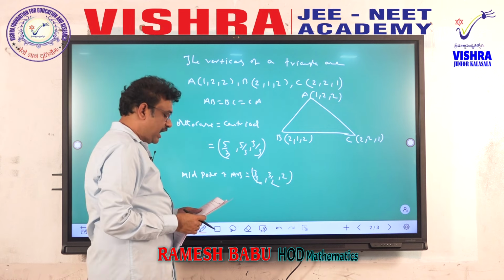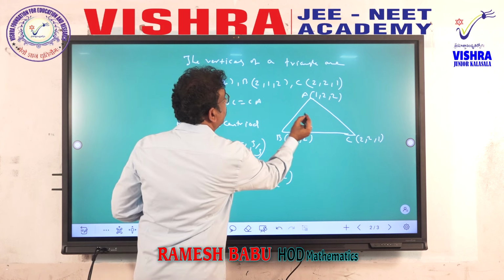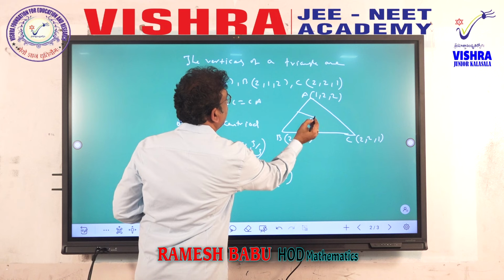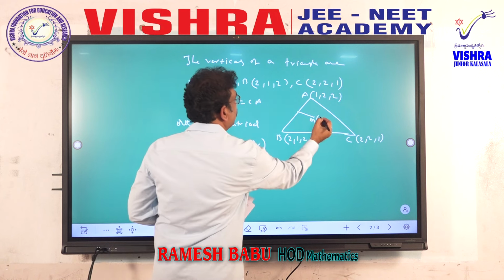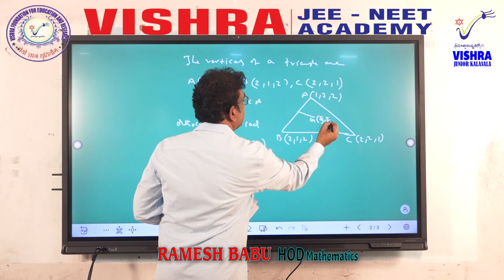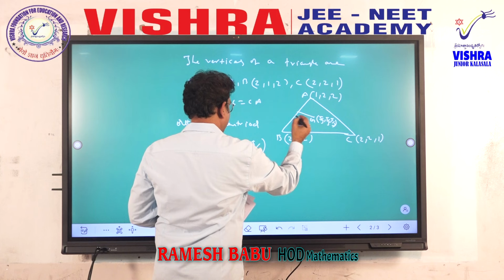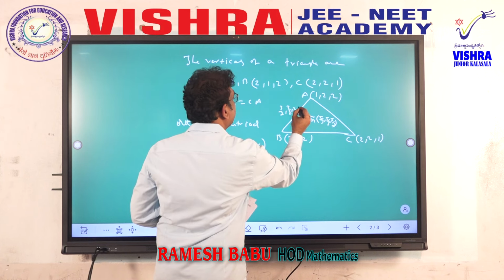Now, we have to find here, this is the centroid, which is the same as the orthocenter, and this is the midpoint. Now, what is the midpoint here? The centroid is equal to 5 by 3, 5 by 3, 5 by 3. So the midpoint of AB is equal to 3 by 2, 3 by 2, 2.